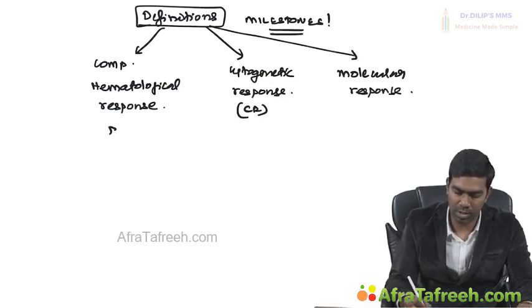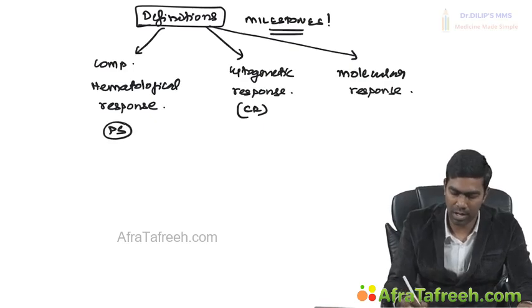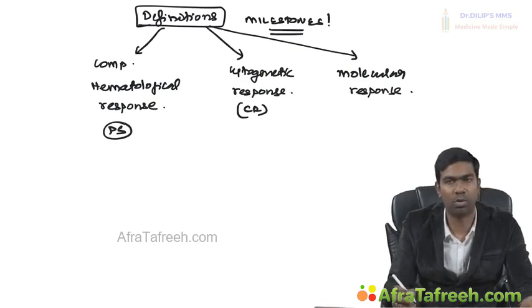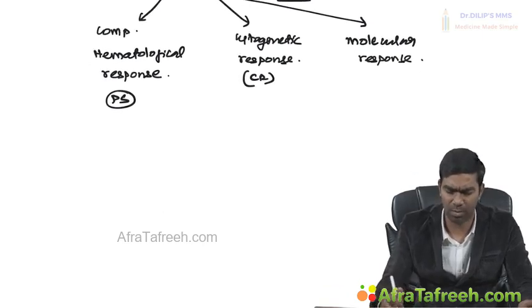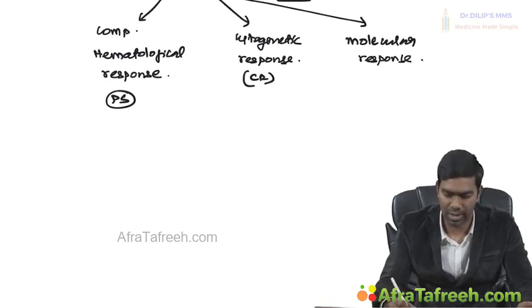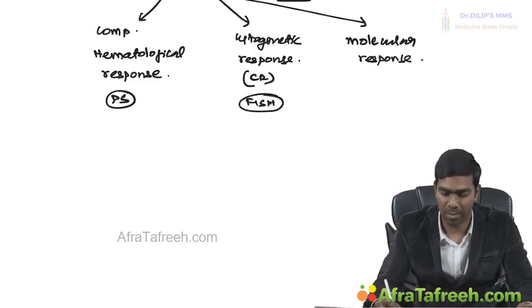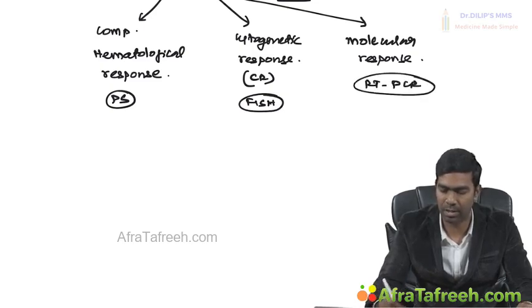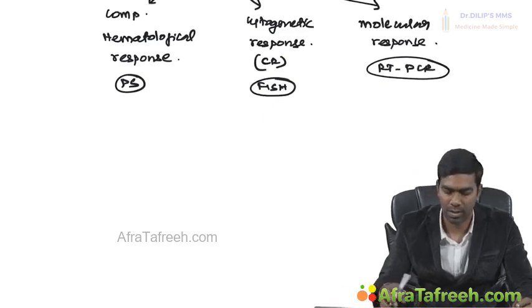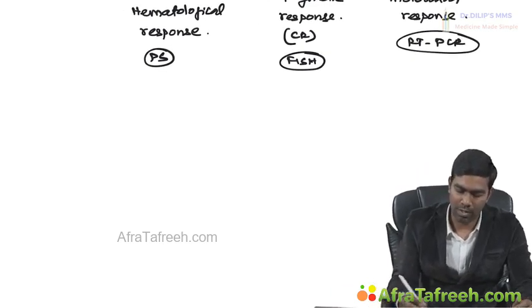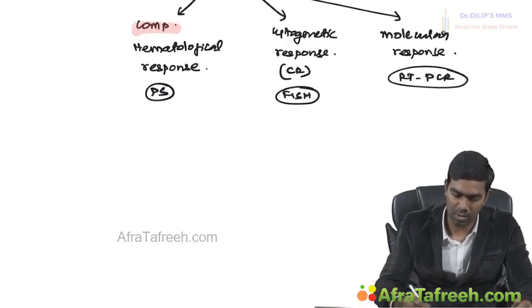Remember, complete hematological response you can see in the peripheral smear, and probably a bone marrow may be done, but the peripheral smear itself is enough for me, with differential TC-DC. Cytogenetic response is typically done using FISH, and molecular response I'm going to do with real-time PCR, RT-PCR. So you have to know about this as well. So what are the features of a complete hematological response? Let us put them in different colors to avoid confusion.